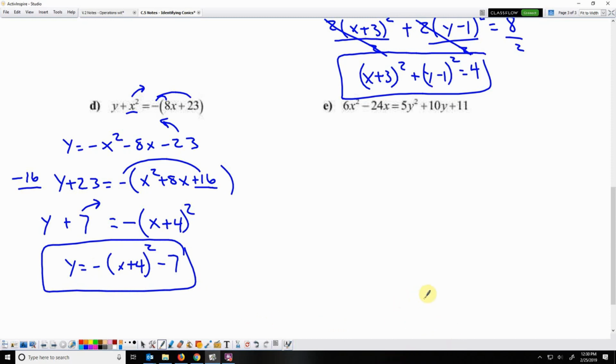And last, I want to collect all the variables to the left, constants to the right, so I need to move the y squared and the y to the left. So 6x squared minus 24x minus 5y squared minus 10y equals 11. So I've got a 6x squared and a negative 5y squared. So both square terms exist, but one's positive, one's negative. This is a hyperbola.